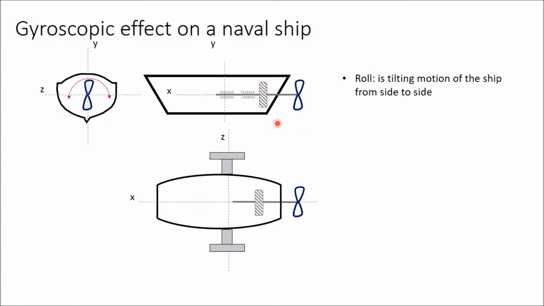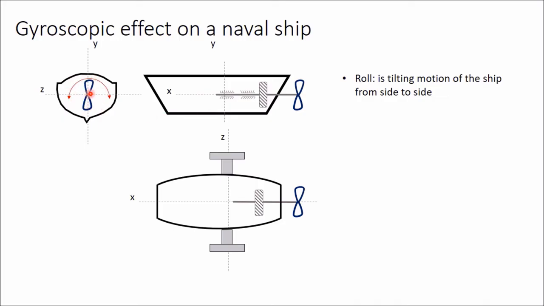In this motion you can see that the axis of spin, all these rotating parts are spinning about the x-axis, and at the same time the axis of precession, both are the x-axis. So these spinning parts are spinning about the x-axis. At the same time rolling also takes place around the x-axis.